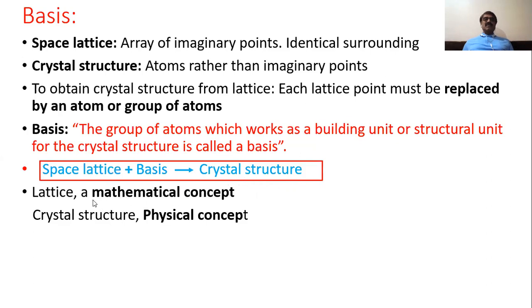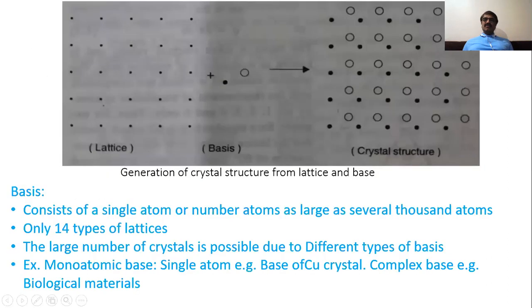And as we know, in crystallography we are dealing with crystal structures. Okay, so basis has its own importance. When basis is put at every point in the space lattice, we obtain a crystal structure. So in short, lattice is a mathematical concept, an array of imaginary points. Crystal structure is a physical concept, which is exactly a crystal, and it can be obtained from a mathematical concept by adding a basis. Now, let us move to the next slide.